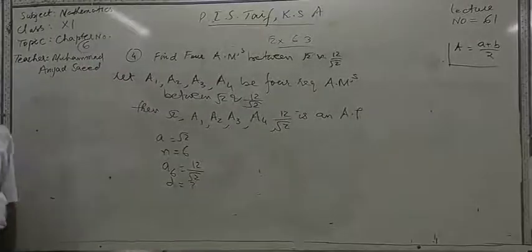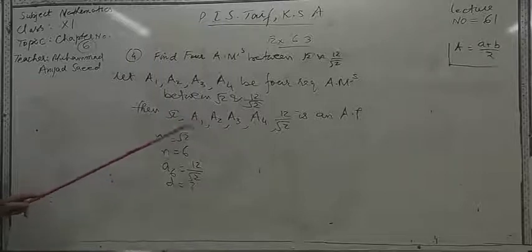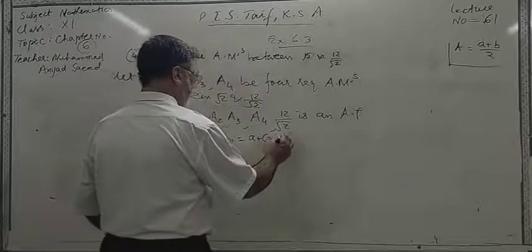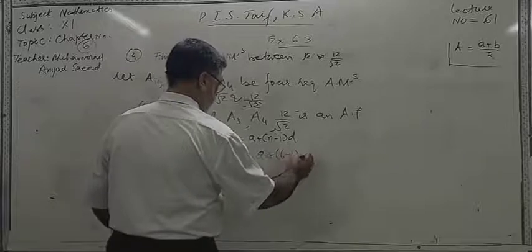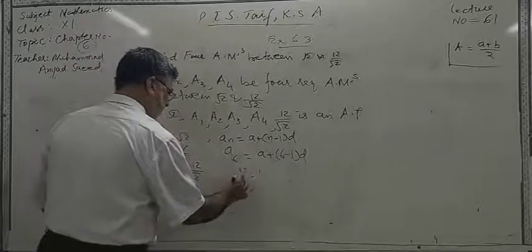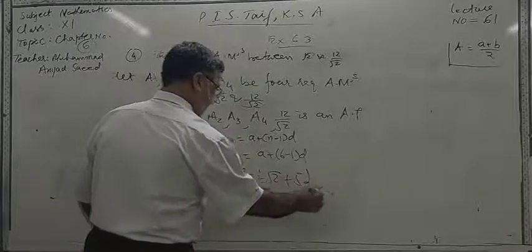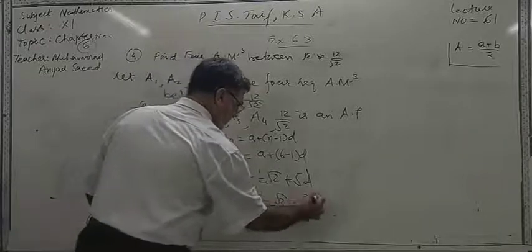Dear students, if you find the value of the common difference D and add it to the first term, you will get A1. Then add D and A1 to get A2. So here you can apply the formula An is equal to A plus n minus 1 into D. This is A6 is equal to A plus 6 minus 1 into D. What about A6? 12 over root 2. What is the value of A? Root 2. That is 5D. So 12 over root 2 minus root 2 is equal to 5D.